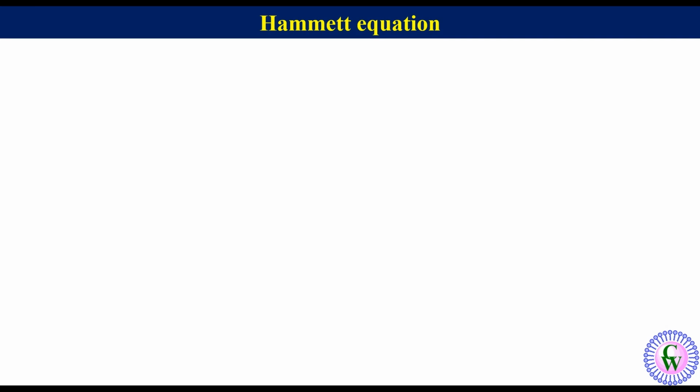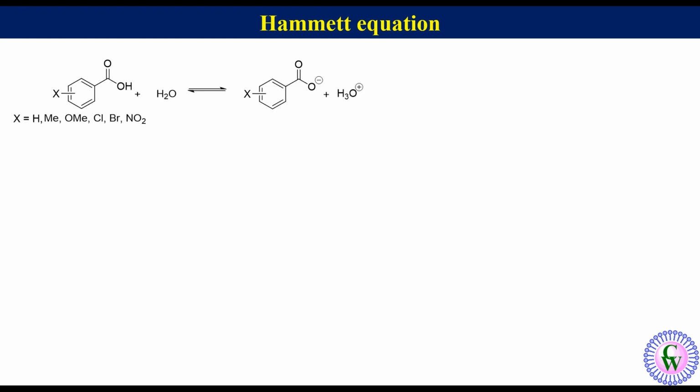The general structure of benzoic acid and meta and para-substituted benzoic acids can be drawn like this, where X is equal to H for benzoic acid and methyl, methoxy, chloro, bromo, nitro, etc. for meta and para-substituted benzoic acid. In water, it dissociates into carboxylate ion and hydronium ion. Let capital K be the dissociation constant.